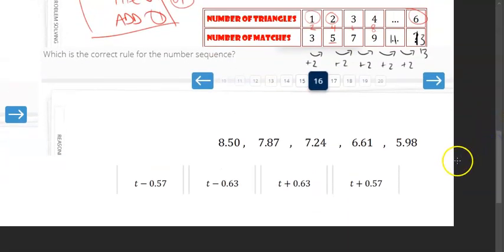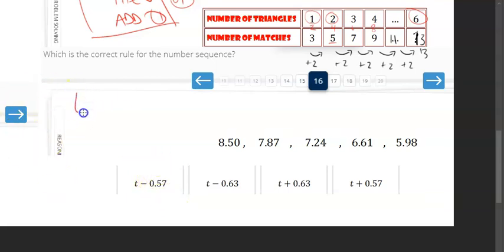The last example here is to find the correct rule for the number sequence. So we have this number sequence that is going down by a certain amount, and we have to try to decipher what it is going down by. Now, when you get the answer, you'll notice that the 4 different answers have this T, and then either a minus or a plus, and then some type of number. So what do these letters mean?